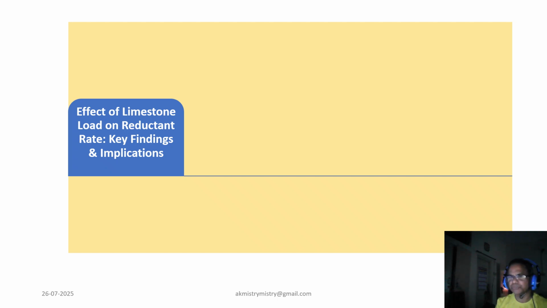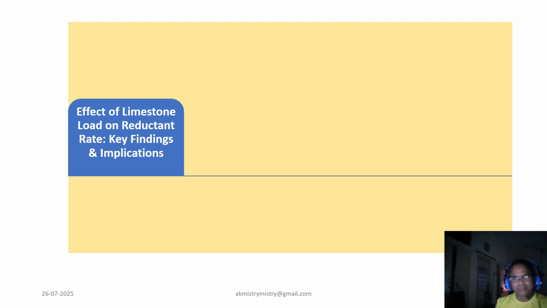So in continuation to the pellet presentation earlier in the section, this is part of it only. As you can see, while increasing the pellet concentration in the burden from 30% to 100%, there is a challenge in meeting the slag basicity. And in view of that, we need to increase the basicity of slag by addition of limestone.